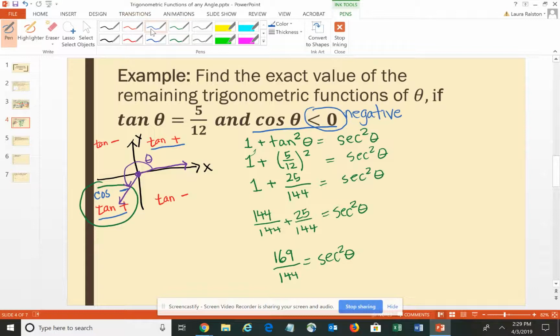Okay, so I want secant squared. I'd like to have just plain old secant. So I'm going to take the square root of both sides, and I know that the secant is the reciprocal of the cosine, and I know the cosine is negative, so my secant will also be negative. So the secant of theta is negative 13 over 12. Okay, so there I already have the value of the tangent. Okay, that was given. So there's 1.